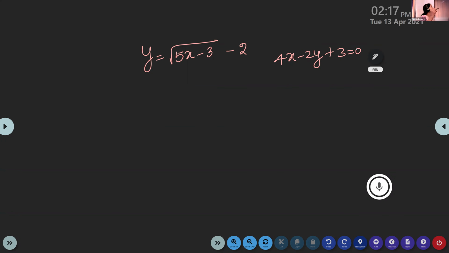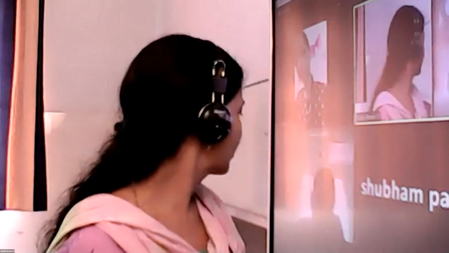What is the derivative of root x, children? Before we do this problem, let's recall the formula. What is the derivative of root x? Very good answer. Derivative of root x is 1 by 2 root x. Is it correct, Aishwarya? Yes, ma'am.